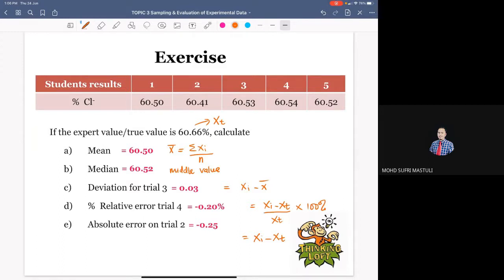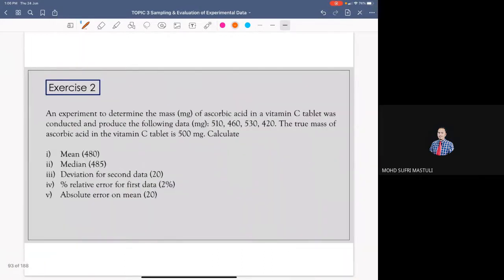All the results are already given in pink color. The same goes for this exercise. I think it's the same thing. It's asking you to calculate the mean, median, deviation for the second data, percentage relative error, and also absolute error. You can use the same formula that we learned on the previous slide to obtain the result. The results are given here.